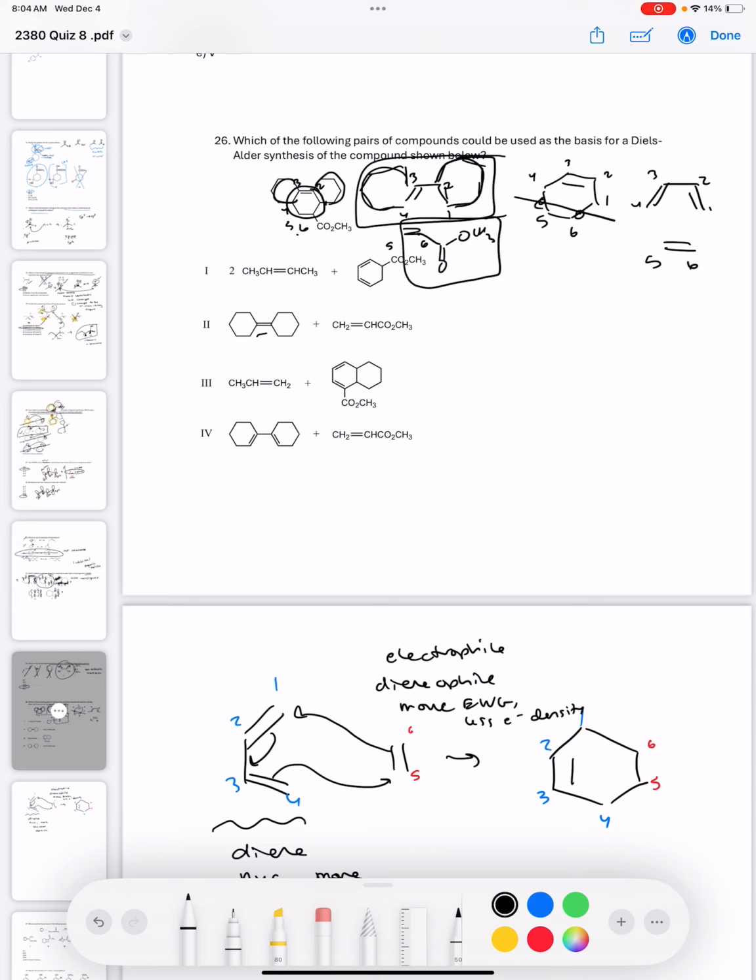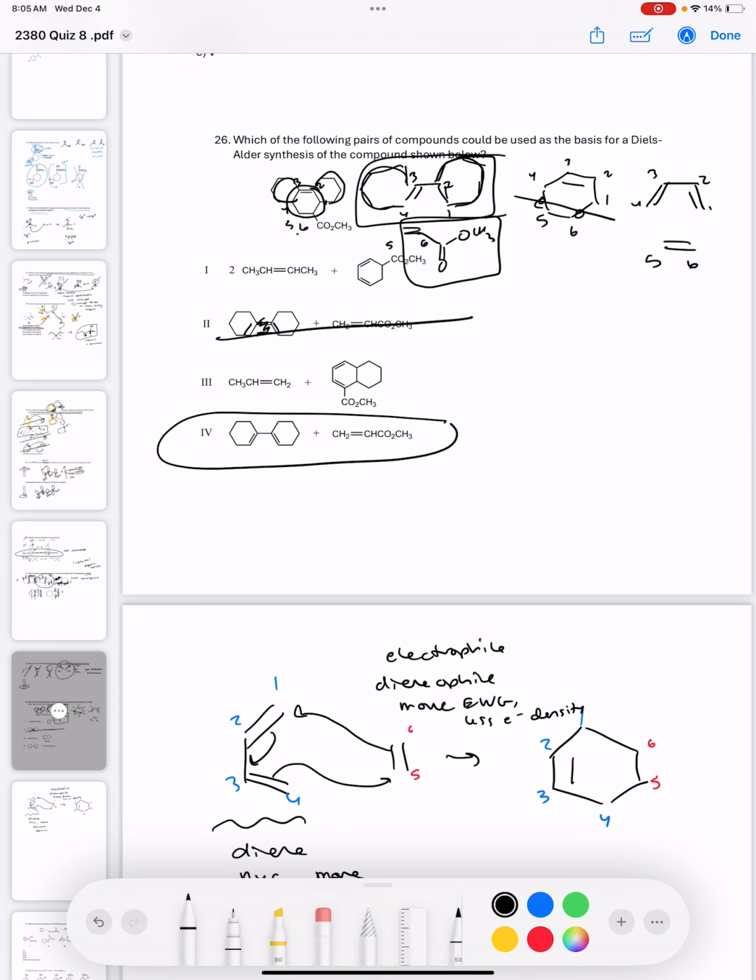Now this one here is tempting, but this is what it looks like after it's formed. It has to start as a diene, so it has to be 2 double bonds. So that one can't be right. And then these other ones, they would undergo a Diels-Alder reaction, but it wouldn't end up looking like what we just drew. So I think the only answer choice is D.